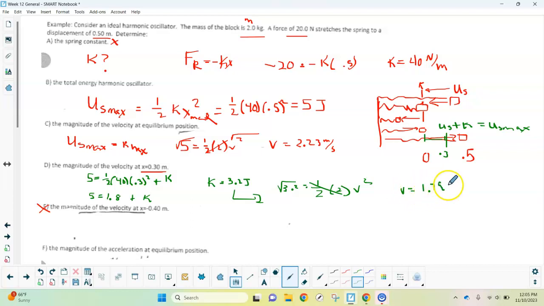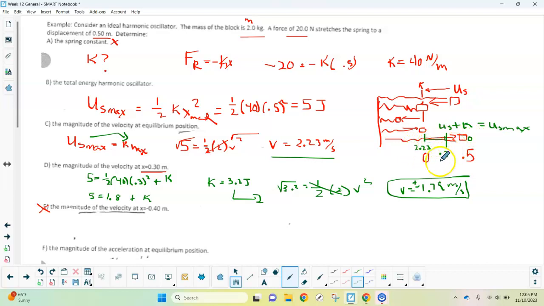Just thinking through this, it makes sense that it is less than the answer before, because that was when all the potential was changed to all kinetic. This is somewhere in between. I don't know if it's positive or negative because I'm not sure exactly which way it was moving. It depends on what time in the cycle, if it's going to the right and slowing down, or if it's going to the left and speeding up. But we know it's not 0, where the velocity would be 0 at the extreme, and it's not 2.23.